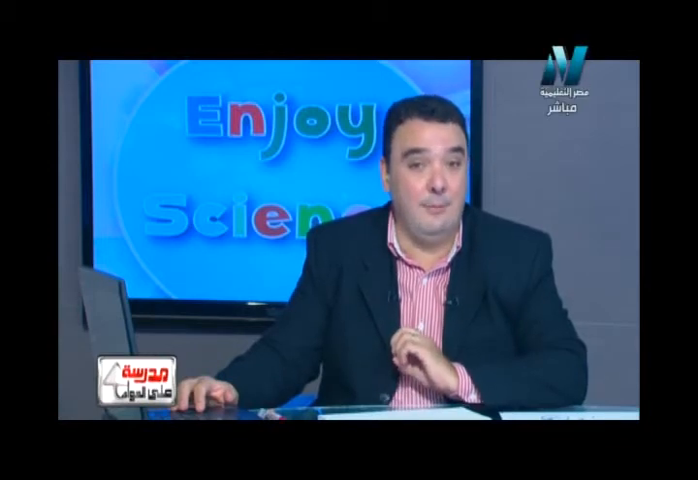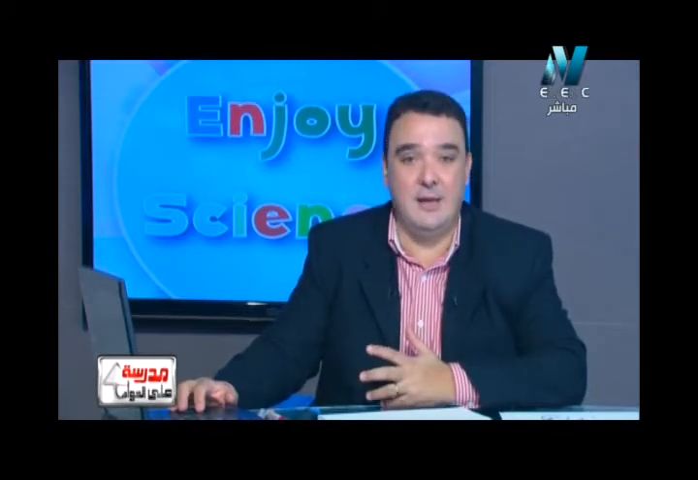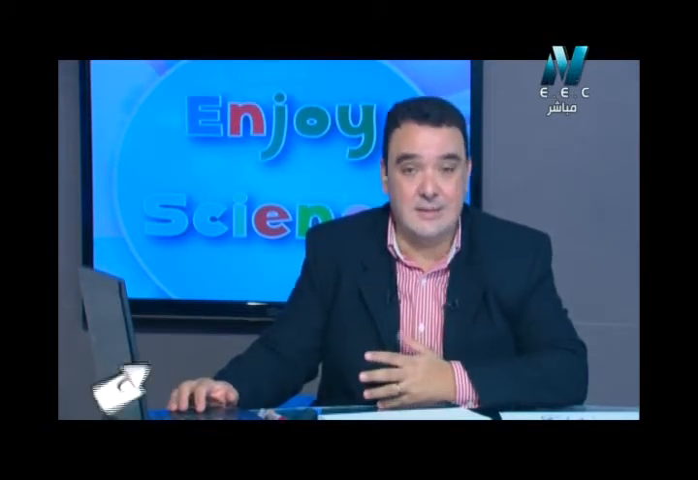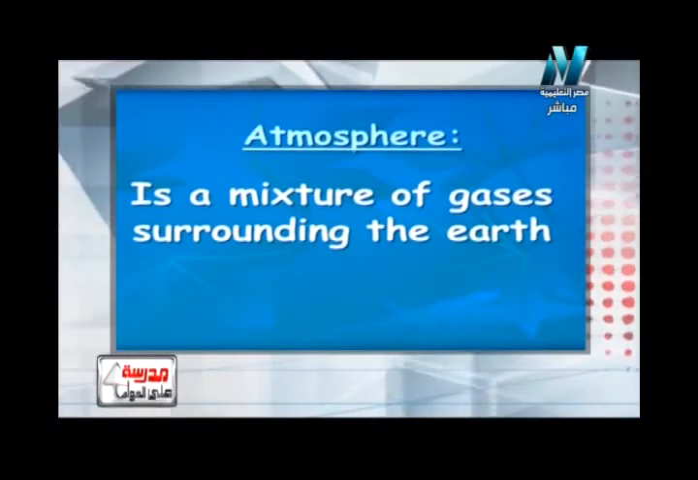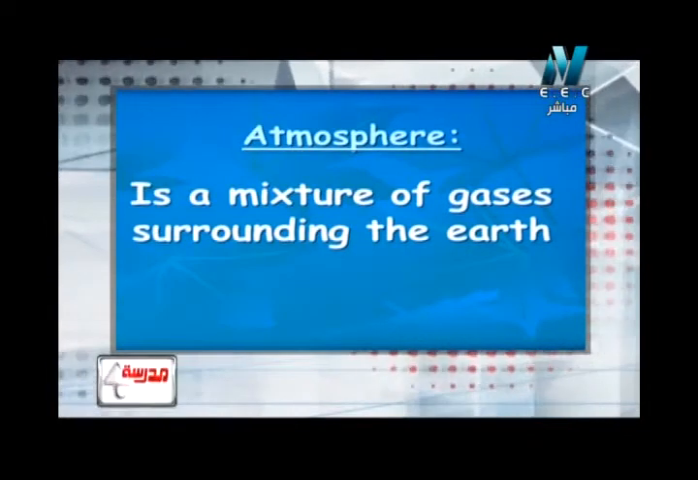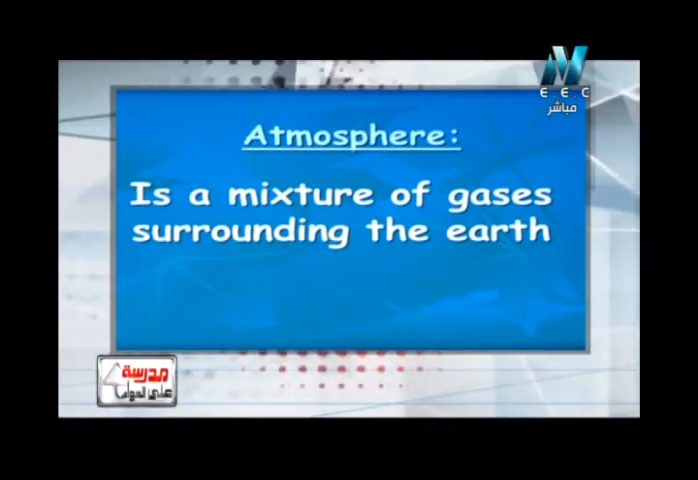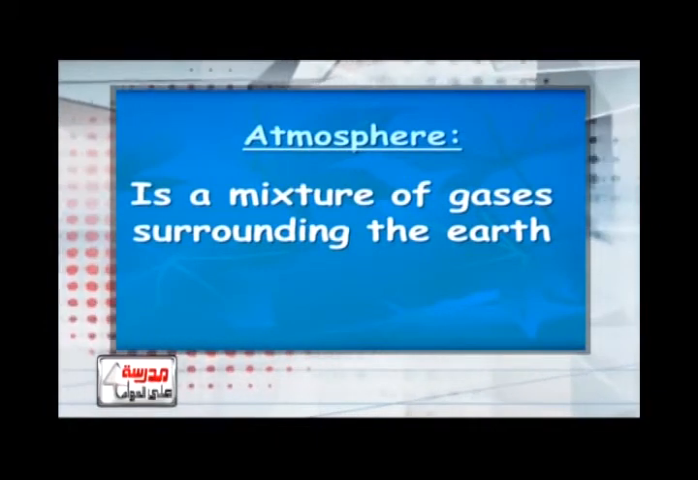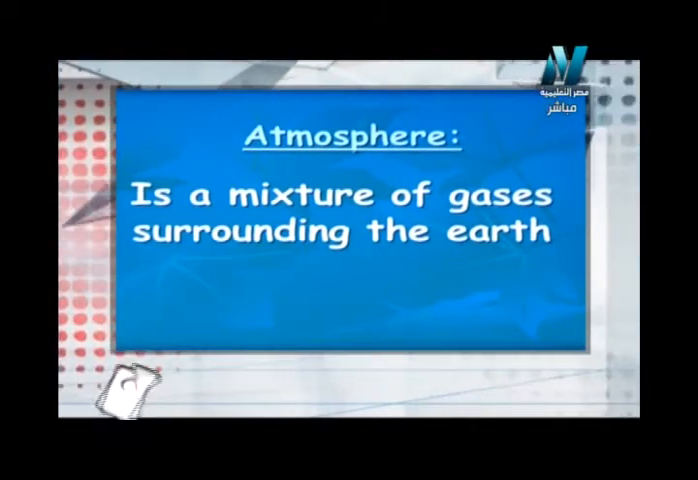وقلنا أكتر من مرة بنحب قوي الطالب الكرييتيف، الطالب المبدع يكتب definition من دماغه مش حافظه. يعني إيه atmosphere؟ I can say it's a mixture of gases surrounding the earth. Full stop. تعريف صغير جدا وسهل جدا. It's a mixture of gases surrounding the earth. هو خليط من الغازات يحيط بالأرض. Again atmosphere it's a mixture of gases surrounding the earth.